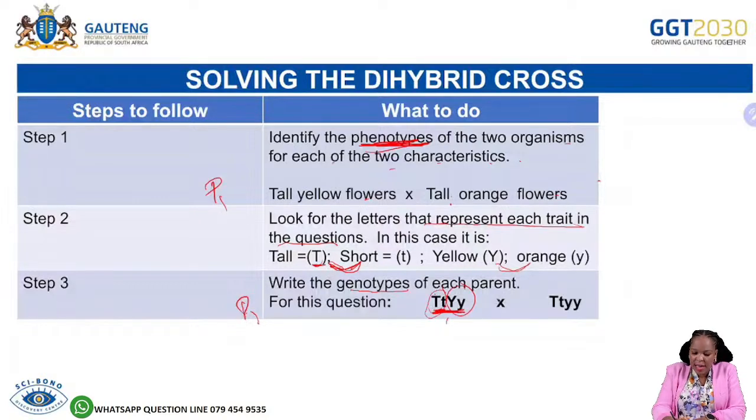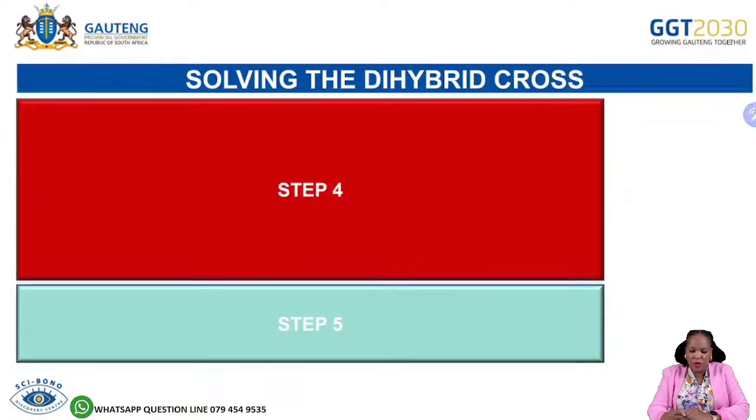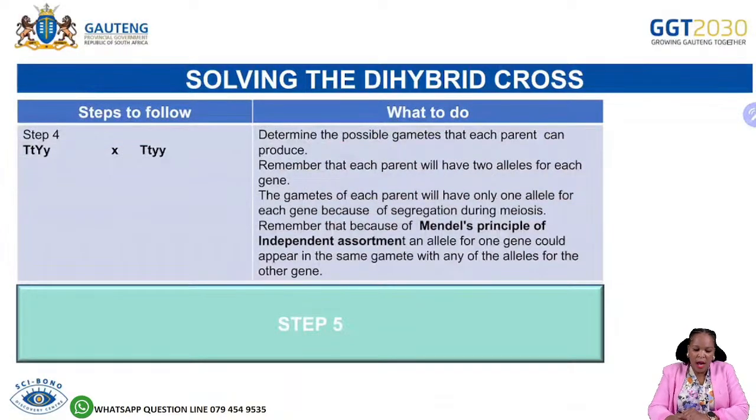Then you cross them with a parent that is heterozygous for tallness. You see, this parent is tall, but does not have the same alleles, so it is not homozygous. They are heterozygous. Then there's the orange. The orange is represented with the small y's. Once you have these, what are you going to do? Step number 4. After you've determined the genotypes, you must do your allele independent sorting.